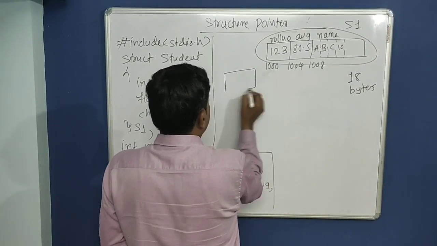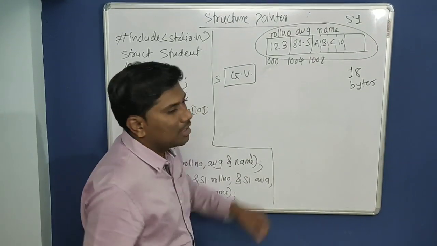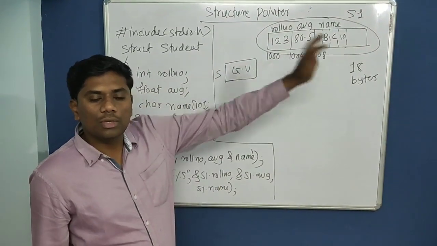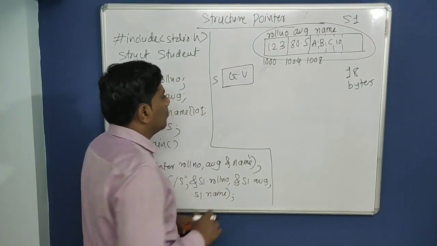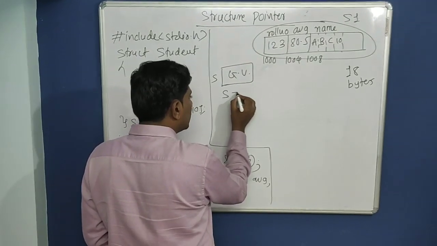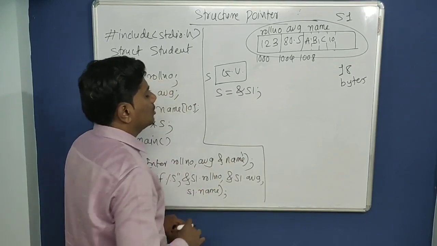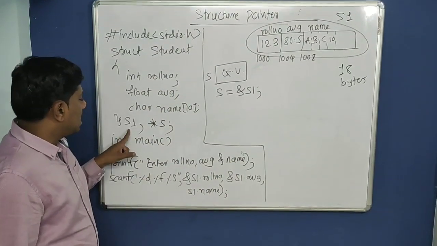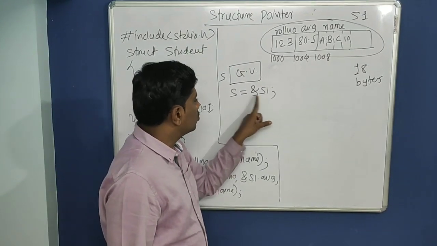Right now your structure pointer has a garbage value. That means it is pointing to some garbage location, some location whose address is unknown. After this you need to initialize the structure pointer by assigning the address of another structure variable. In our program, another structure variable is S1. So I am assigning the address of S1 to S.